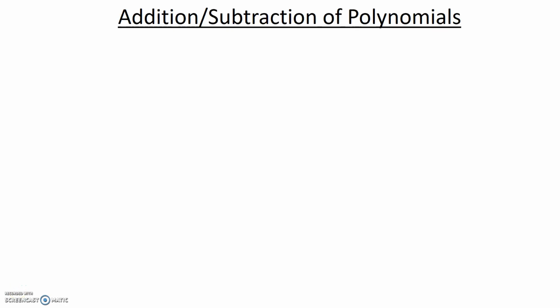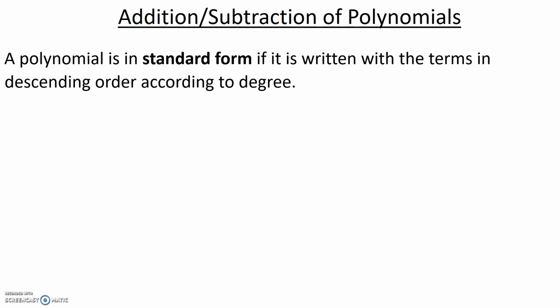In this section, we will talk about the addition and subtraction of polynomials. A polynomial is in standard form if it is written with the terms in descending order according to degree. For example, the polynomial 6x to the fifth plus 3x cubed plus 5x squared plus 3 is in standard form since the degrees are descending.